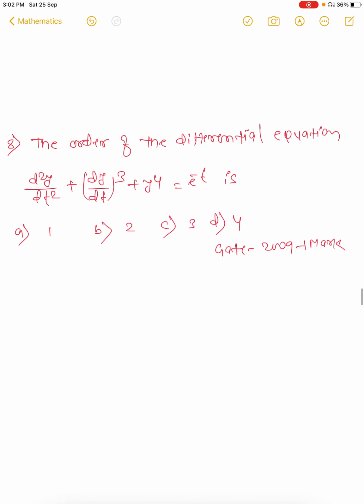Now, the order of the differential equation. I already told you the highest derivative is known as the order. So the highest derivative of the differential equation here is 2, so the order will be 2. Option B will be the right answer.